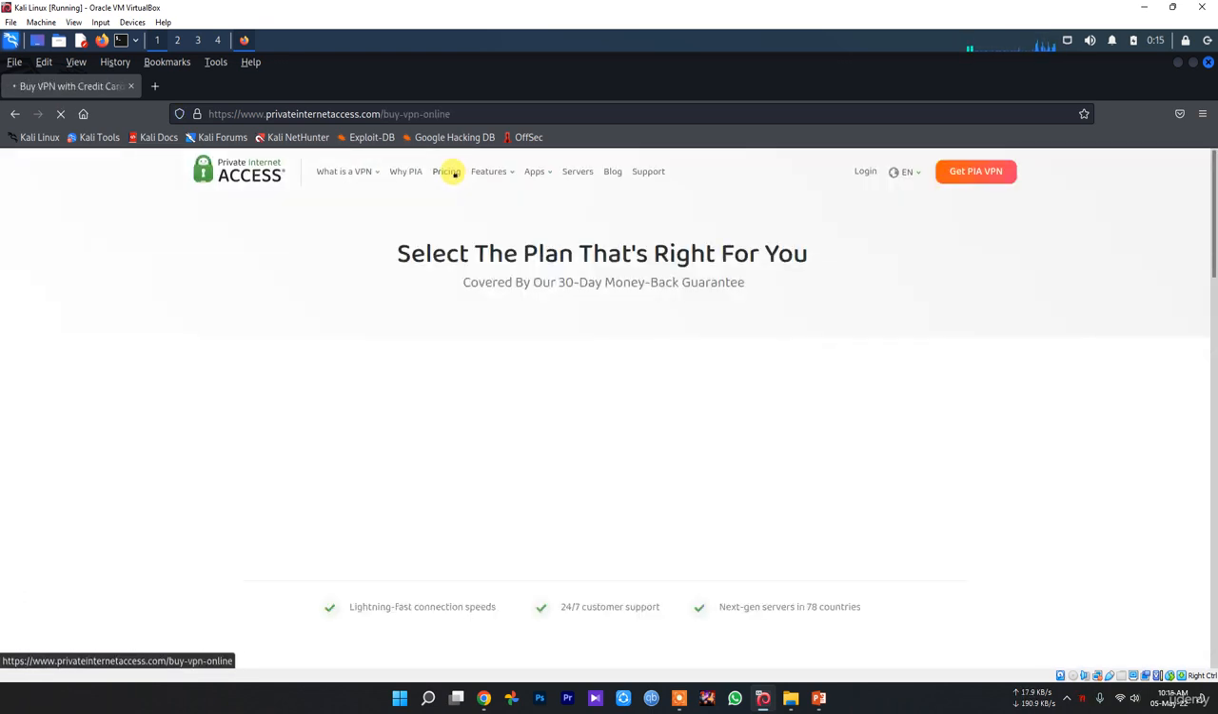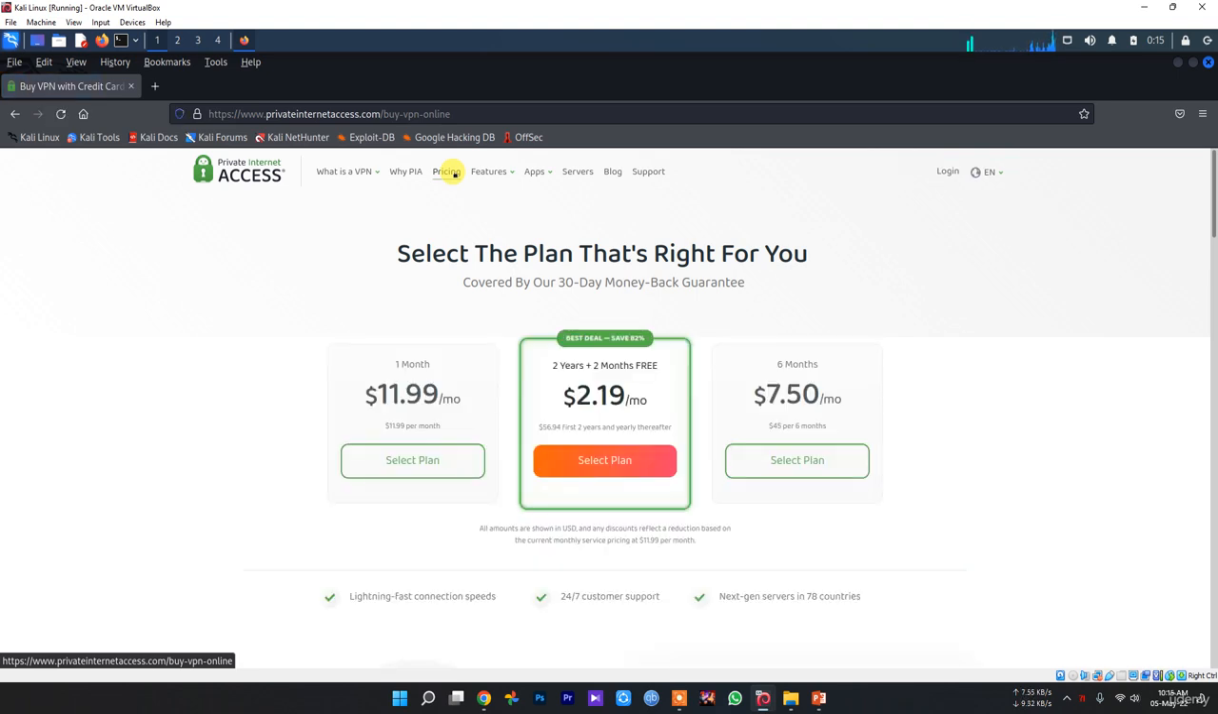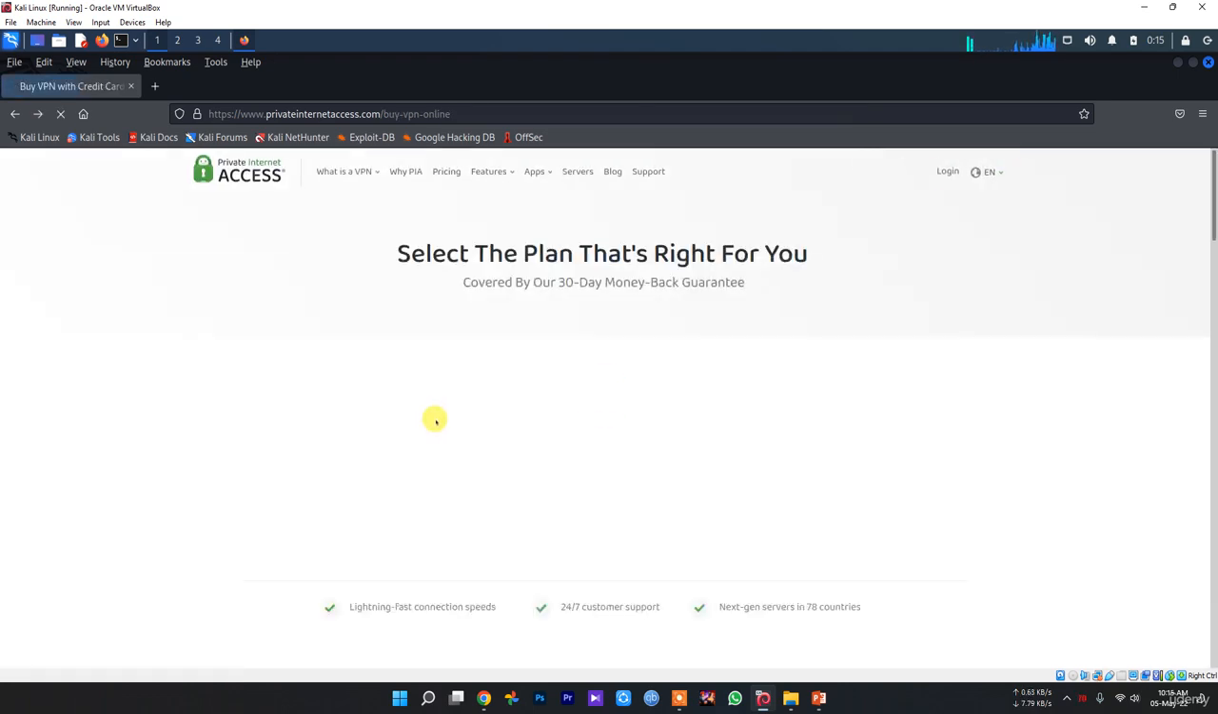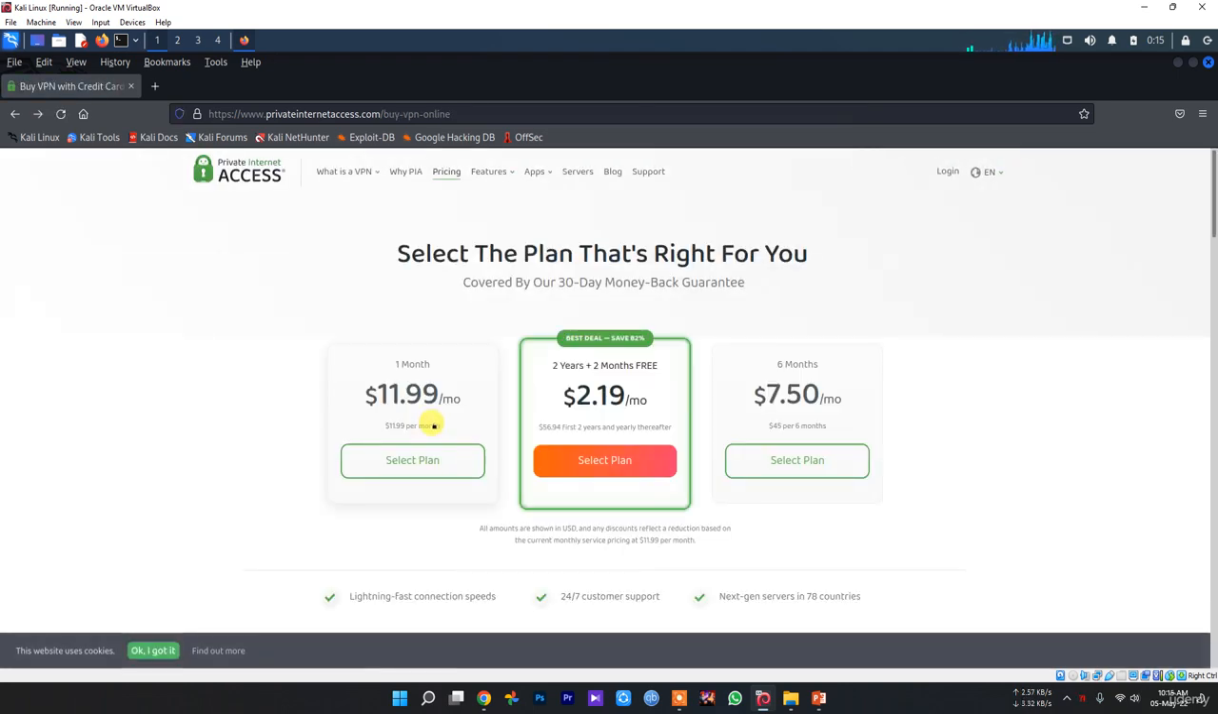Even though it lags on speed and connections, it also asks you $12 per month, so it is very expensive. With this, I would not recommend it. With this price you can go after ExpressVPN or NordVPN.